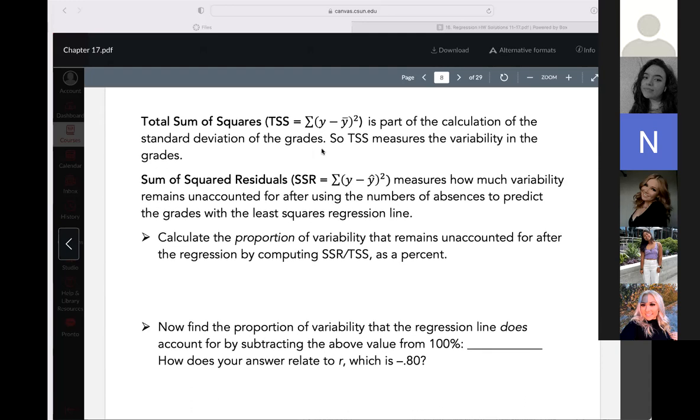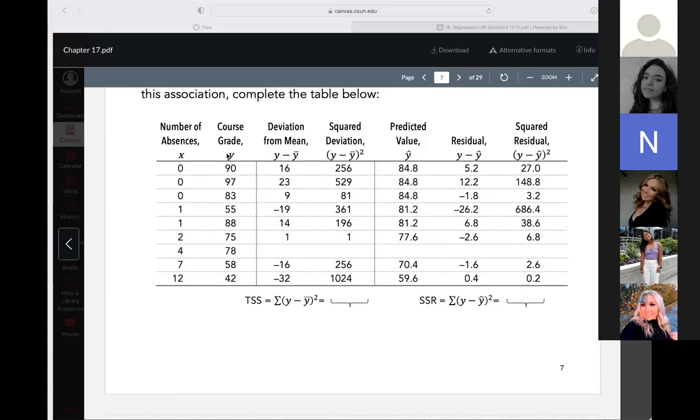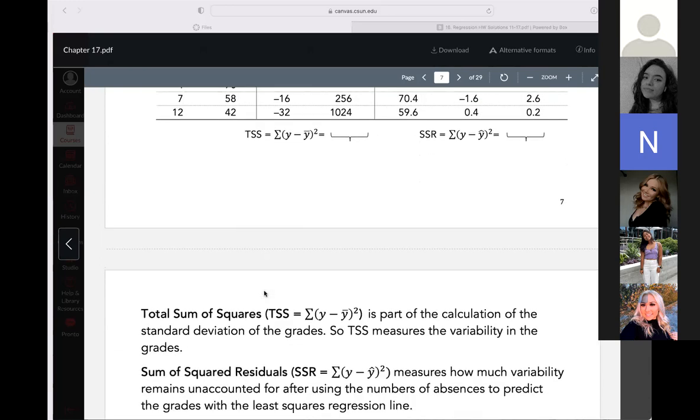So the total sum of squares, TSS, is part of the calculation of the standard deviation of the grades. It measures the variability in the grades, right? It's all about the grades. The grades, their average, how far away, you square them all. It's all about that. Nothing about predictions, nothing about residuals, nothing about the best fit line. It's all about the actual scores.